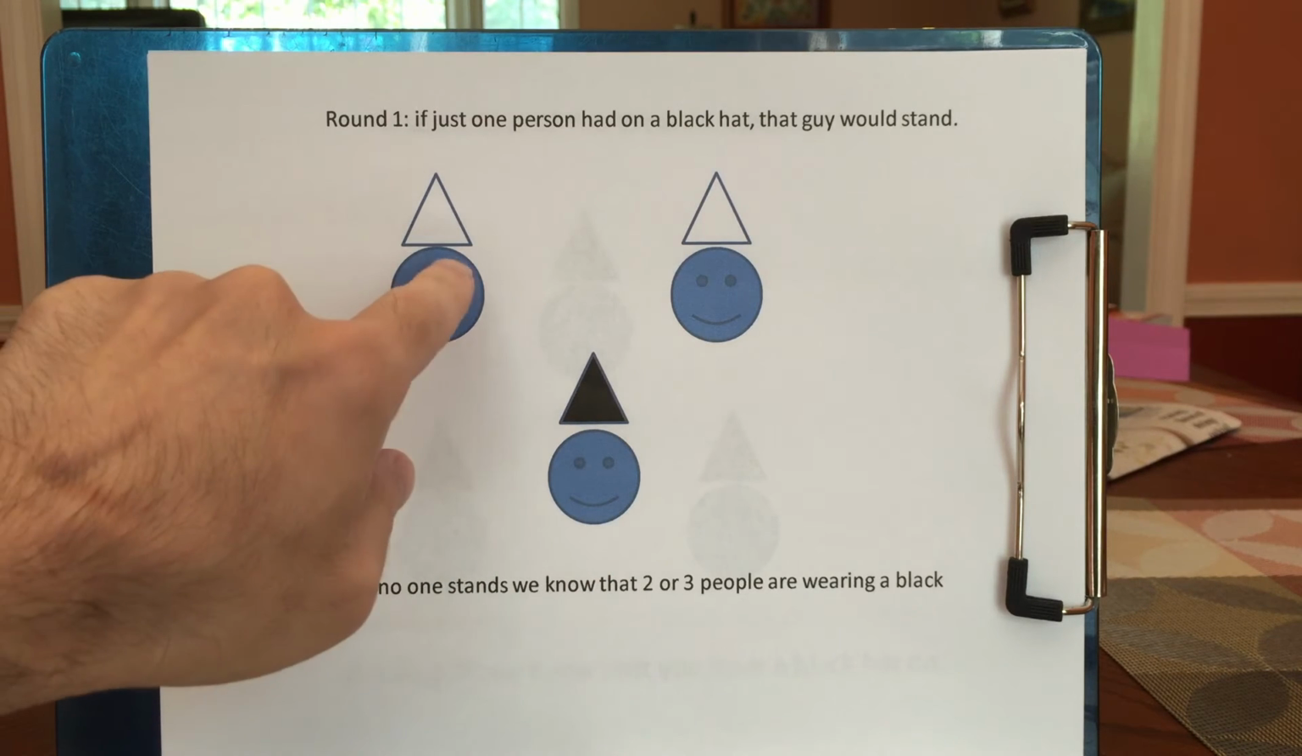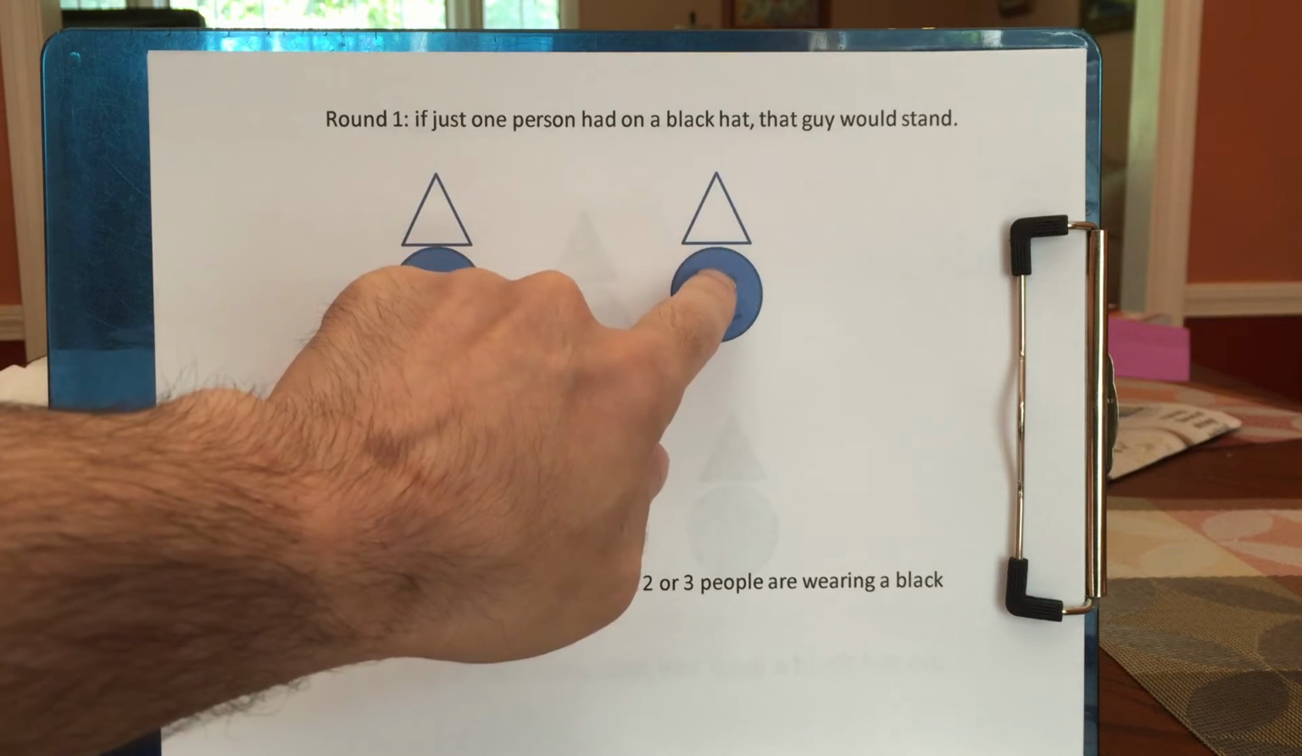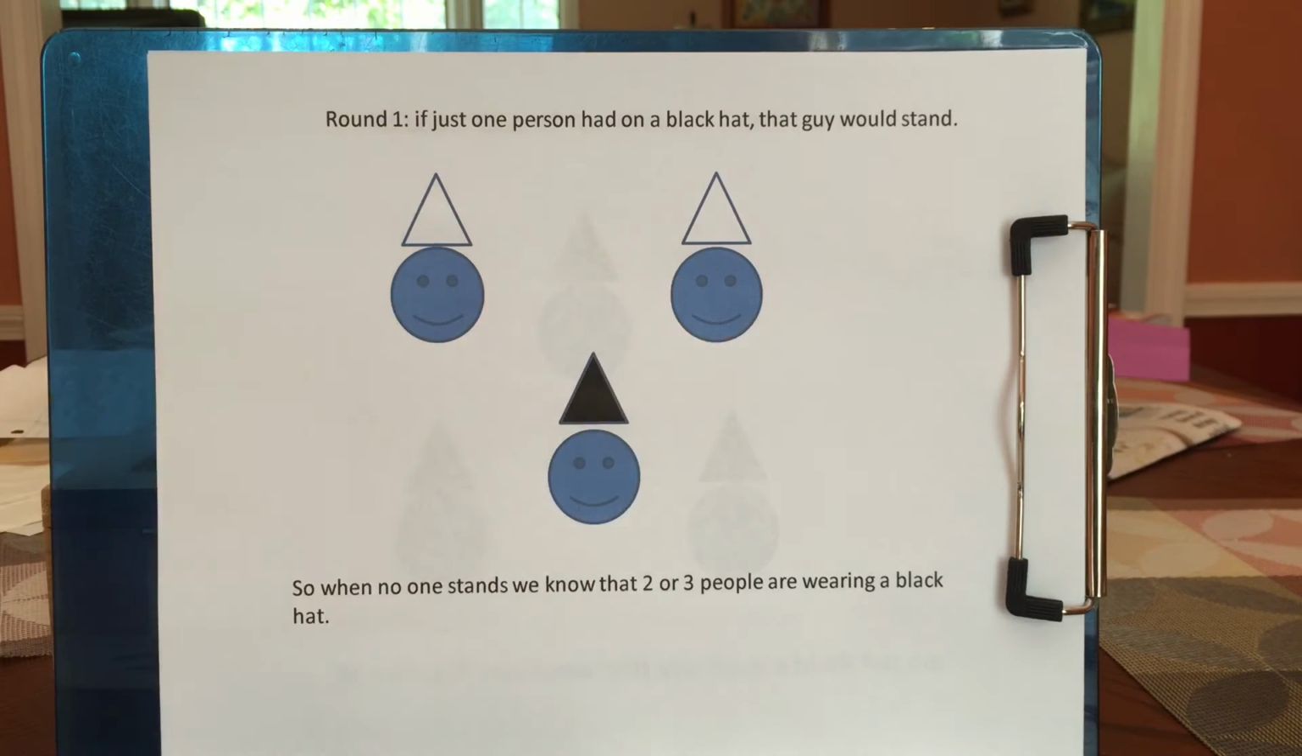And similarly, if this was the only guy with the black hat, he would stand. And if he was the only one with the black hat, he would stand. So at the end of round one, when no one stands, it becomes common knowledge that either two or three people are wearing a black hat. Because if just one were wearing a black hat, well, that person would stand.